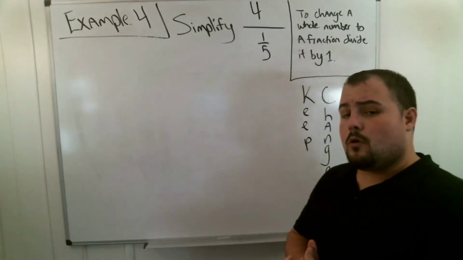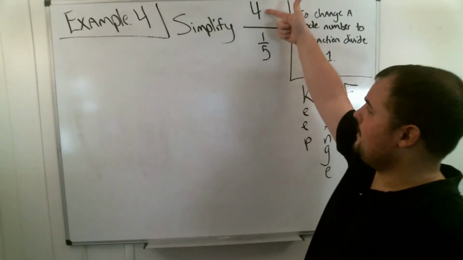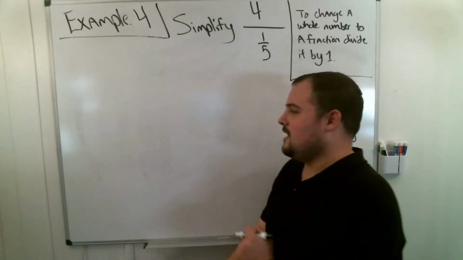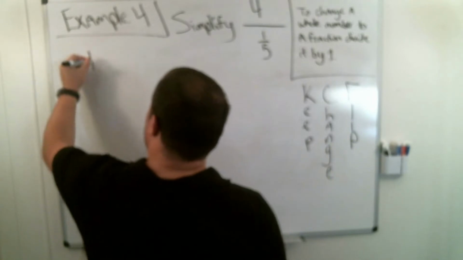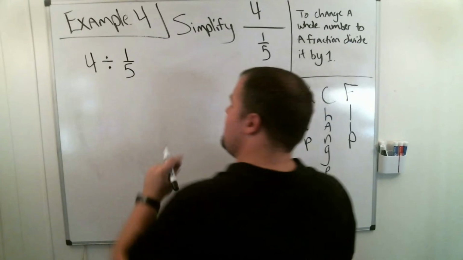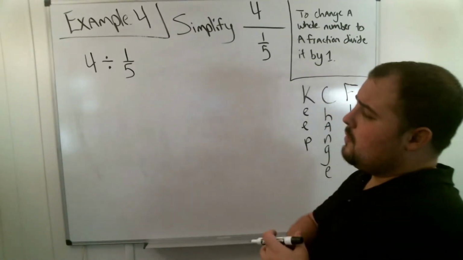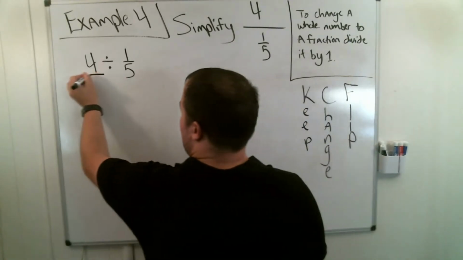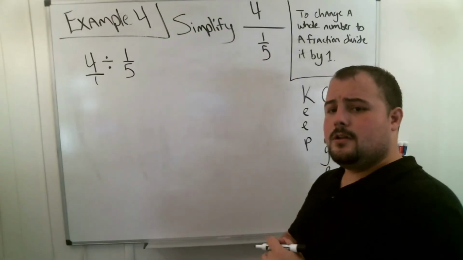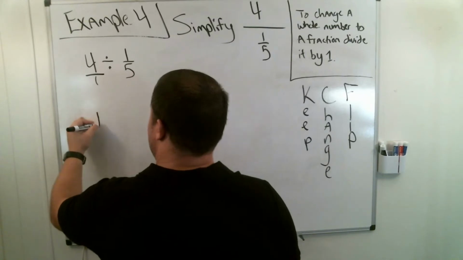In example 4, we're going to solve or simplify the whole number 4 divided by 1/5. Again, it's written like a hamburger. We're going to switch it to hot dog style. So I'm going to rewrite it: 4 divided by 1/5. I'm going to use those rules that we talked about in the first 3 examples. Well, that's a whole number, so I'm going to put it over 1, so now it's a fraction. Now I'm back to a fraction divided by a fraction. Since we're at a fraction divided by a fraction, we can KCF it.